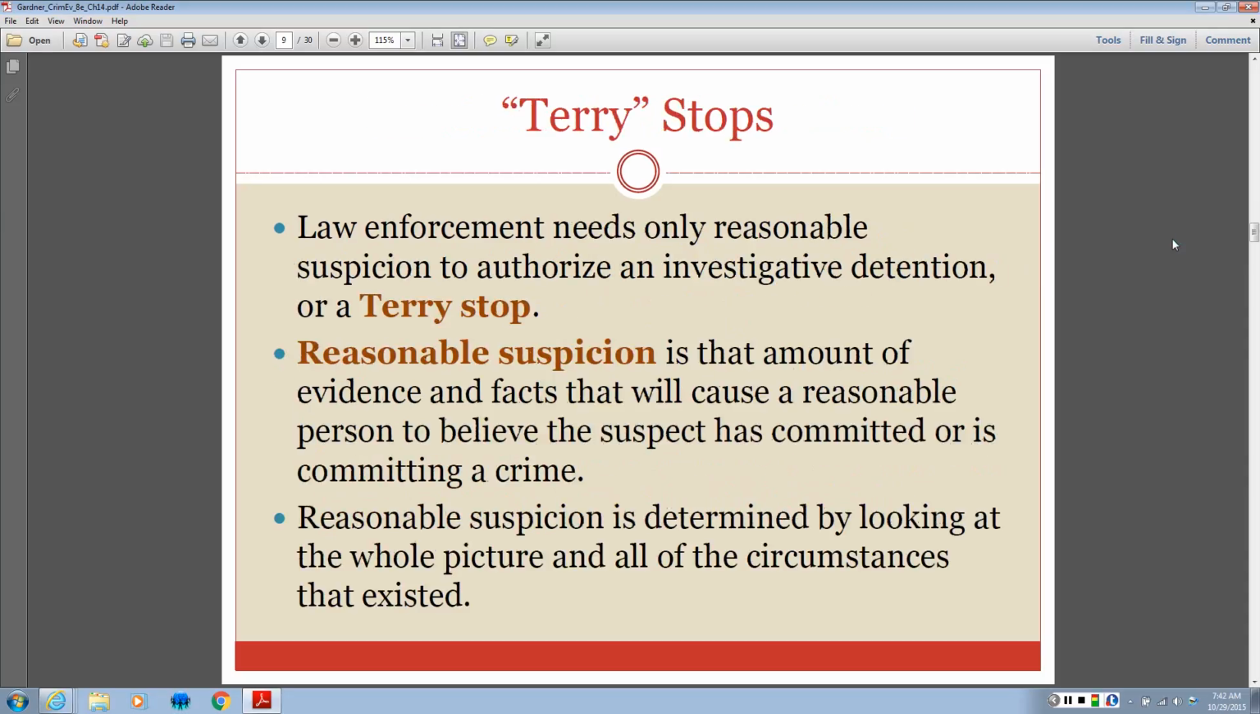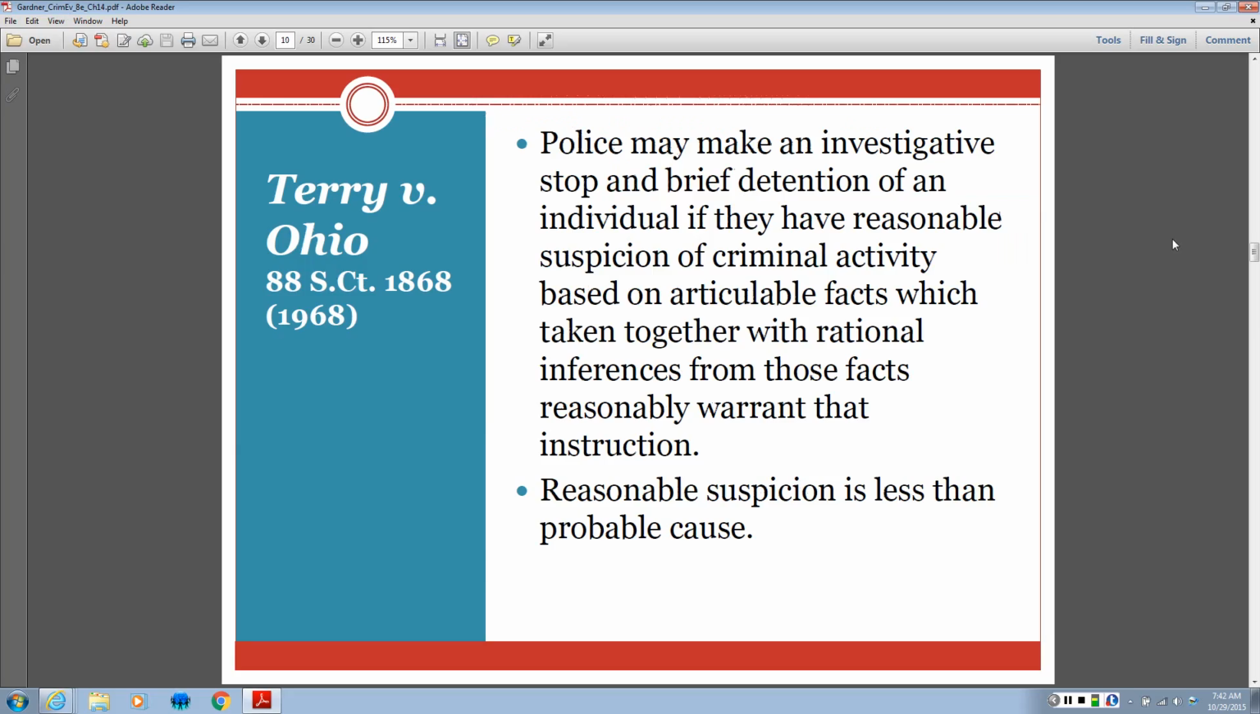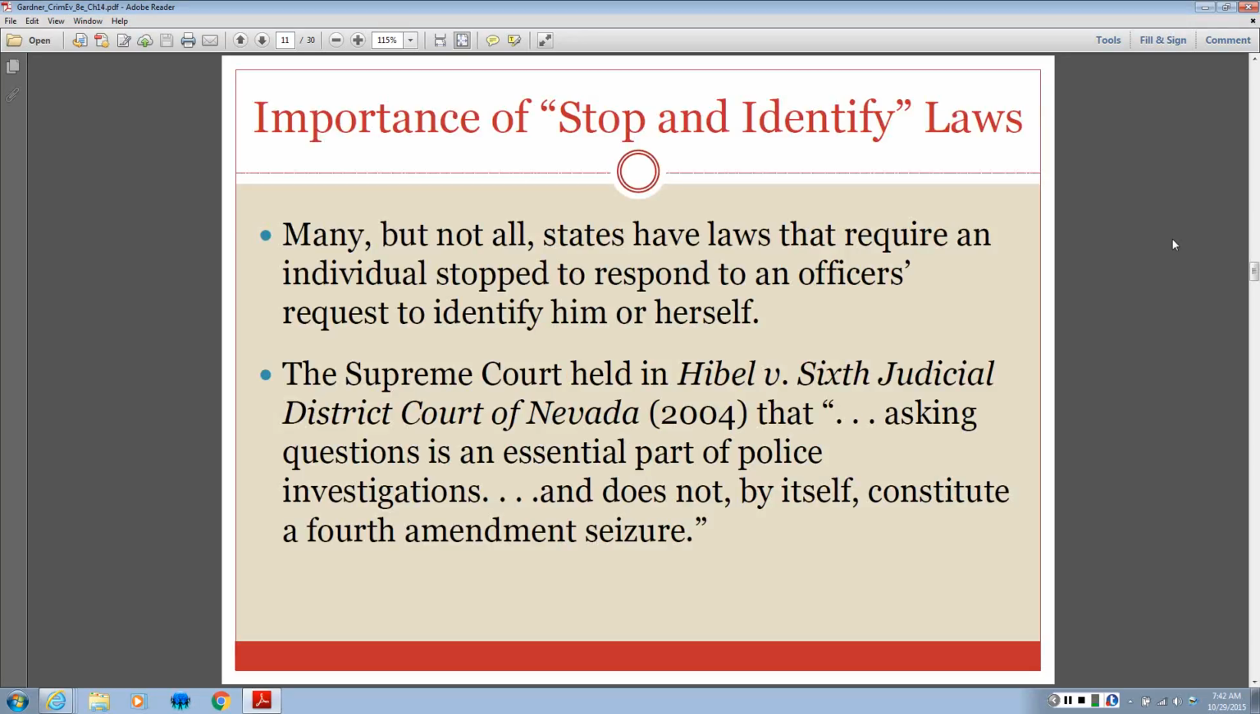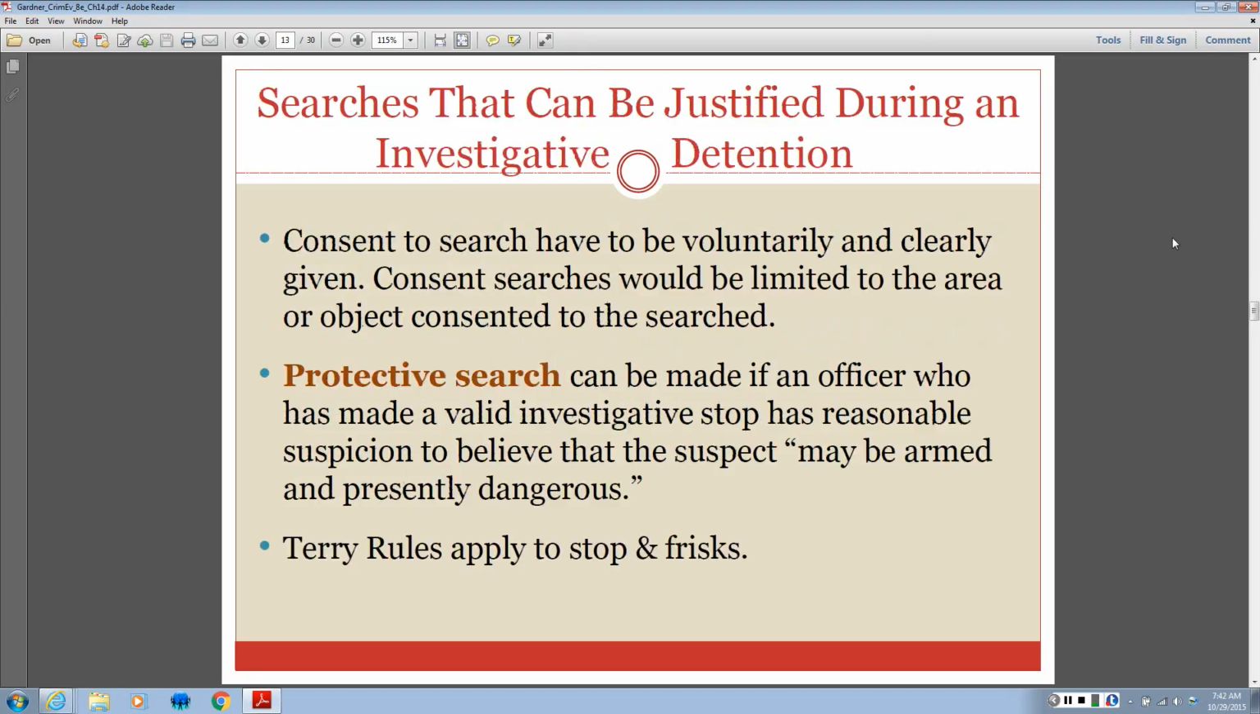All right, so I talked about Terry stops already. You can read that case, that Terry versus Ohio case in 1968. In your textbook, make sure you read the importance of stop and identify laws. So let's talk for a few minutes about searches without a warrant. And the Terry stop is considered a search without a warrant.